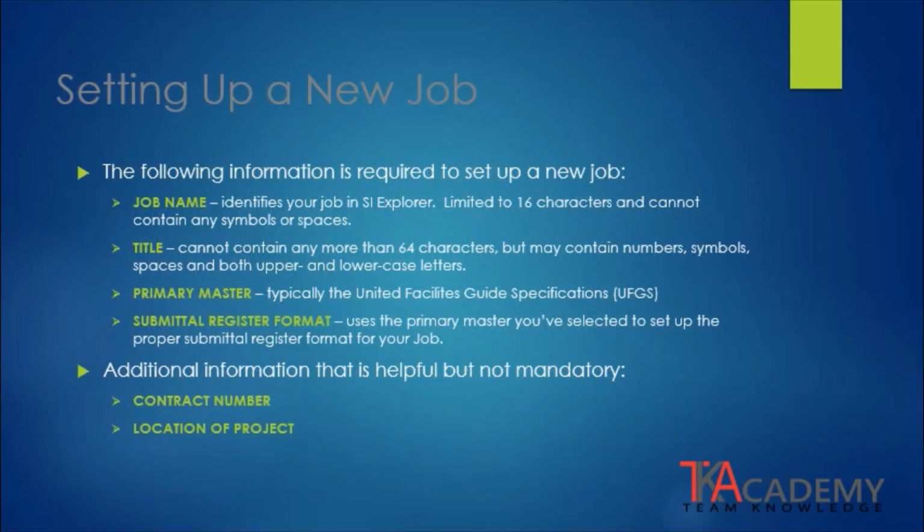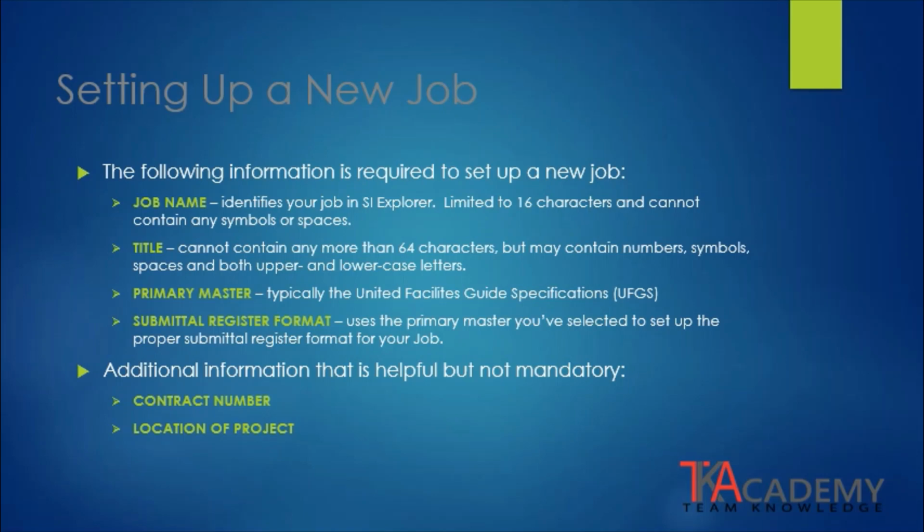When you create a new job or project in SpecsIntact, there is some key information that must be entered. You must give your job a job name. This identifies your job in the SI Explorer. It is limited to only 16 characters and cannot contain any symbols or spaces. You are also required to identify a job title. This can contain up to 64 characters and can also include numbers, symbols, spaces, in both upper and lowercase letters.